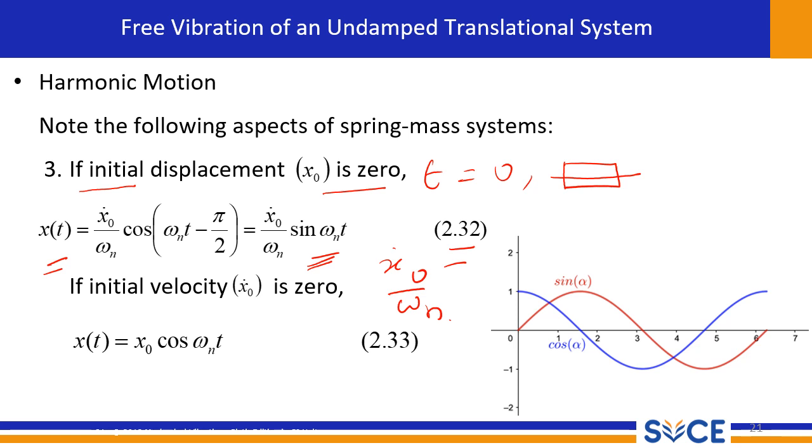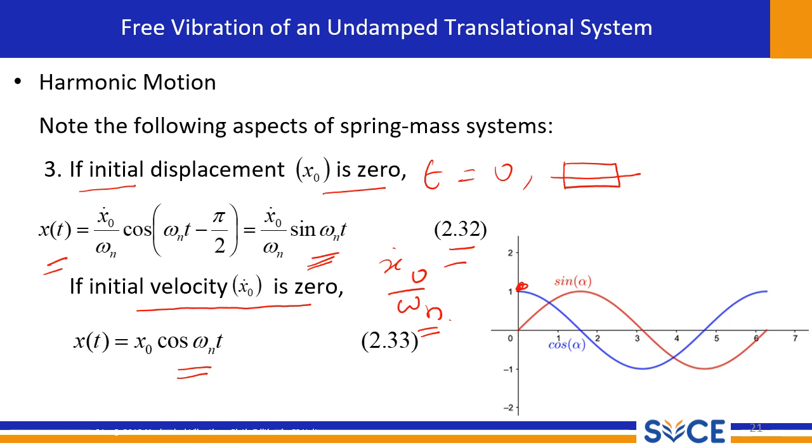Physically, this makes sense. If the mass starts at equilibrium with a certain velocity, its subsequent motion will be sinusoidal, with the amplitude determined by how much initial push it received. Now let's consider the opposite case where the initial velocity is zero. This means the mass starts from rest with some initial displacement x naught, which gives the equation of motion that can be represented in cosine form. That is, the motion is described by a cosine wave.